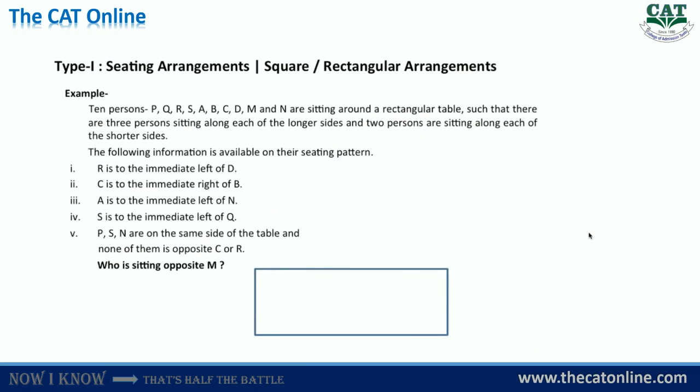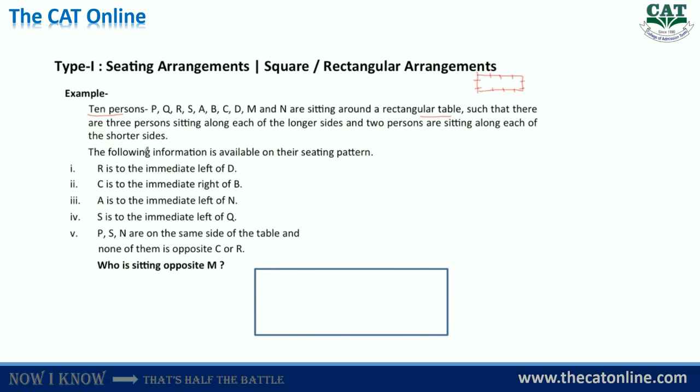Let's look at a rectangular arrangement now. Seems to be a tough one. In this, there are 10 people around a rectangular table. If I draw a rectangular table over here, there are 3 people on longer edges: 1, 2, 3. 1, 2, 3. And 2 people on shorter edges: 1, 2, 1, 2. This is a rough diagram, a rough skeleton that I'll be making out of it.